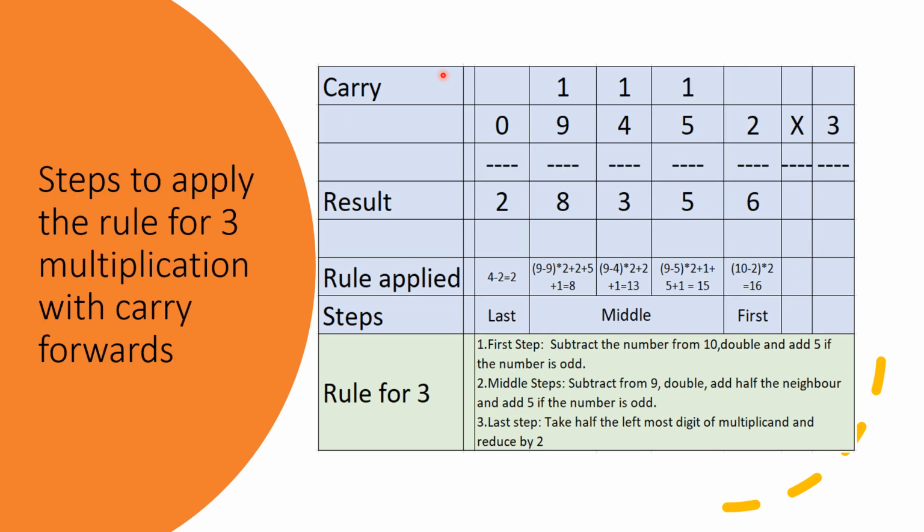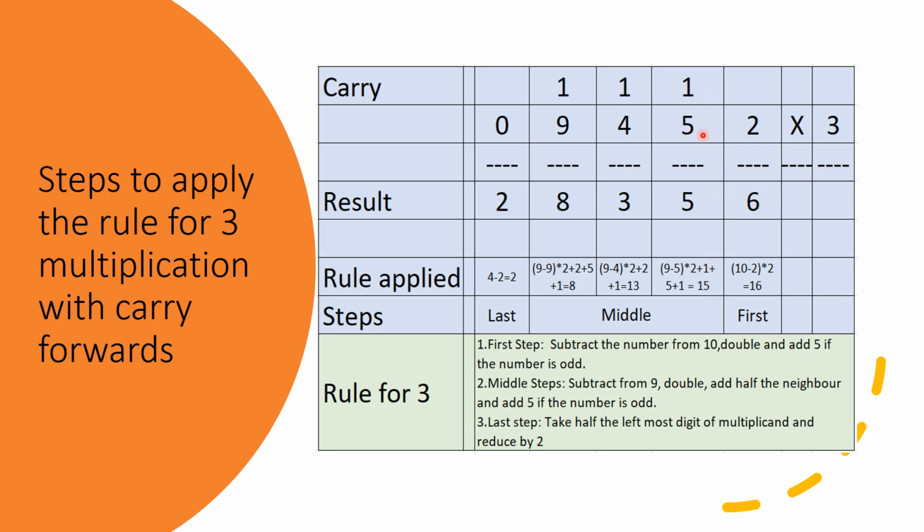And considering the last example of 3 with carry forwards. Here it's the same thing: you subtract the number from 10, double it, and add 5 if the number is odd. Since the number is 2, it's an even number, so we are not adding anything here. We subtract the number 2 from 10 and double it, so 16. So you will have to keep 6 as a result and 1 carry forward to the next digit.